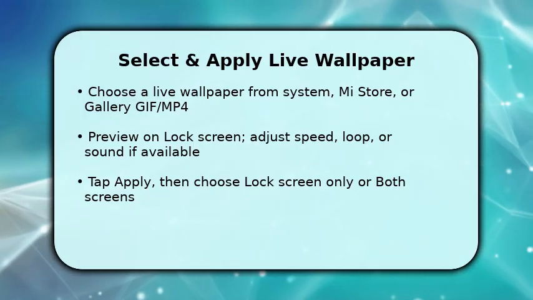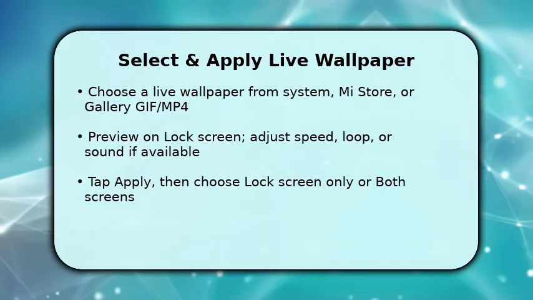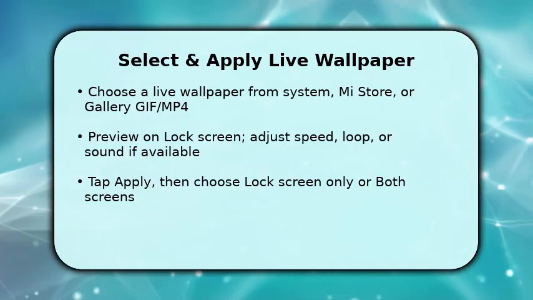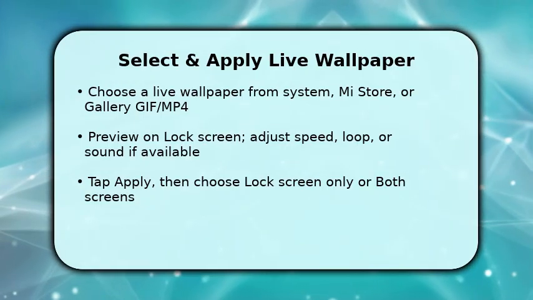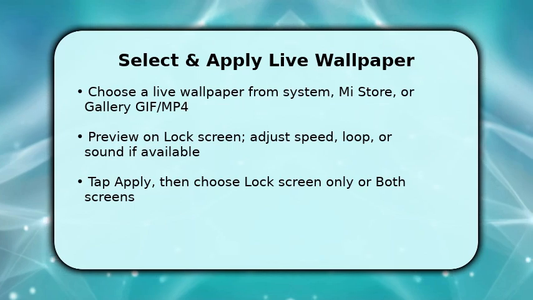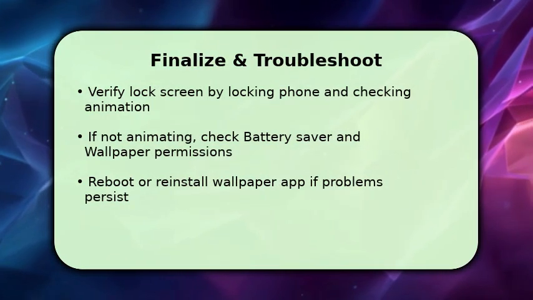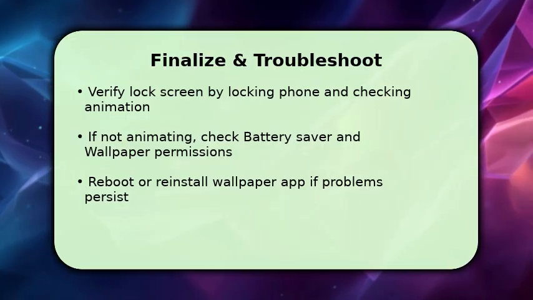Preview the effect specifically on the lock screen. Make sure motions, speed, and any audio behave as expected. When happy, tap Apply and select Lock Screen only, or both screens if you want the same wallpaper on home and lock screens. After applying, lock your Redmi and check the lock screen animation to confirm it's live.